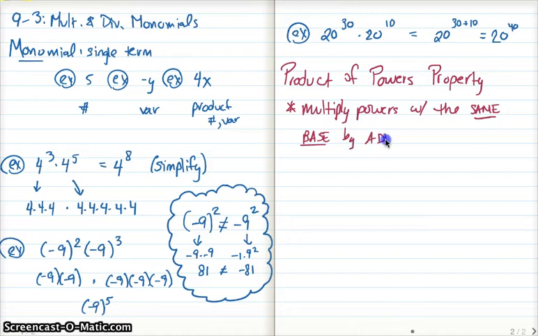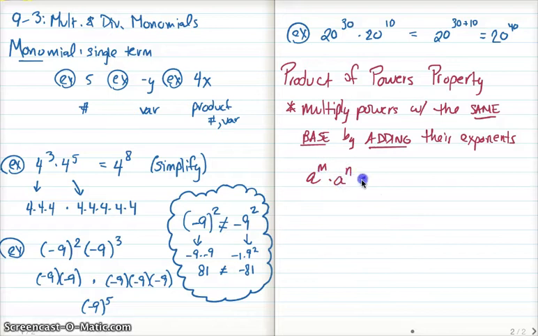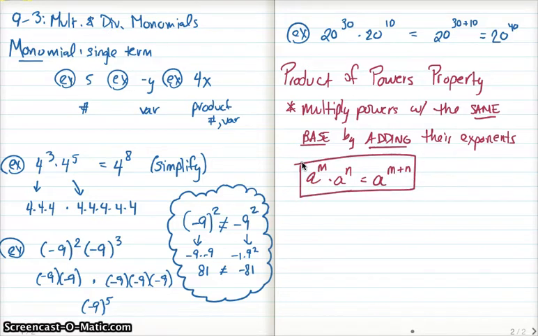By adding their exponents. And algebraically, we can look at it like this. If you have a to the m times a to the n, this is equal to a to the m plus n. So this is the rule right there that we would like to follow.